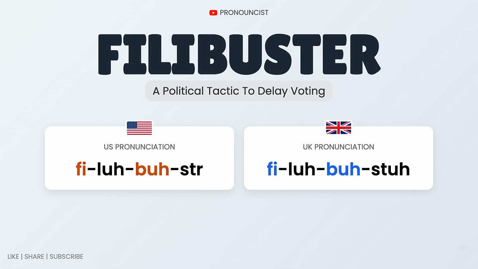Filibuster, filibuster. US ends with st-r. UK ends with st. Practice repeatedly and you'll soon be able to say this word perfectly. The best way to practice is to repeat the syllable multiple times.